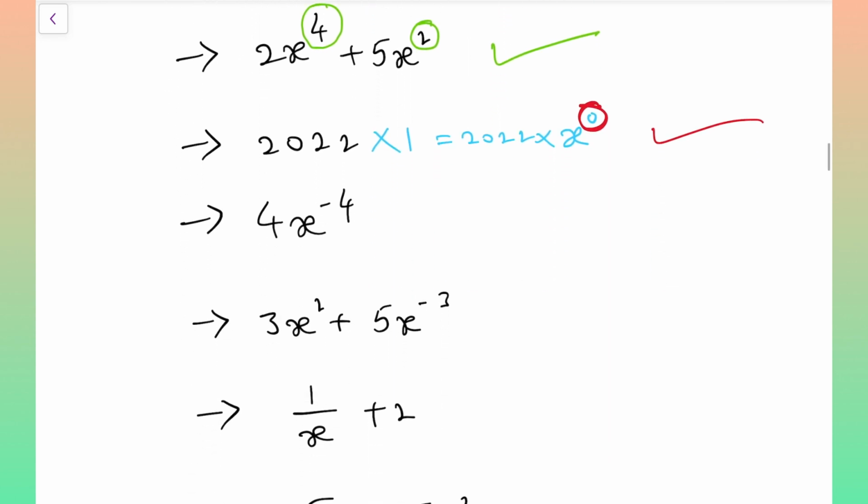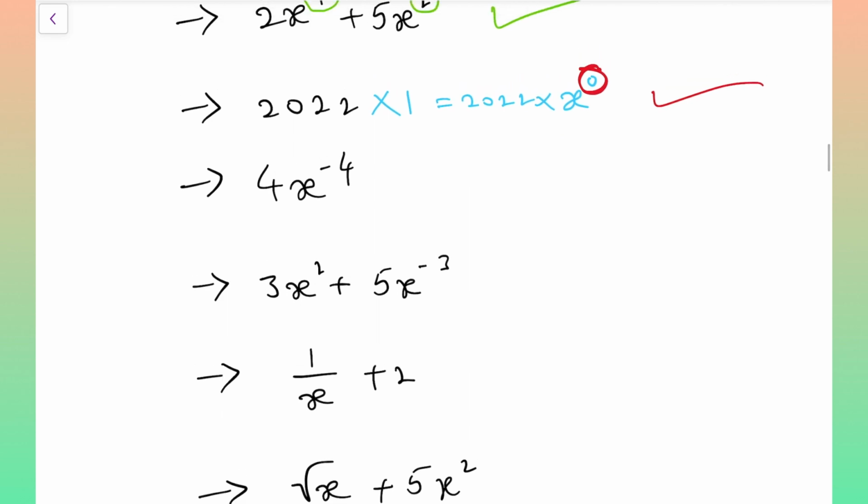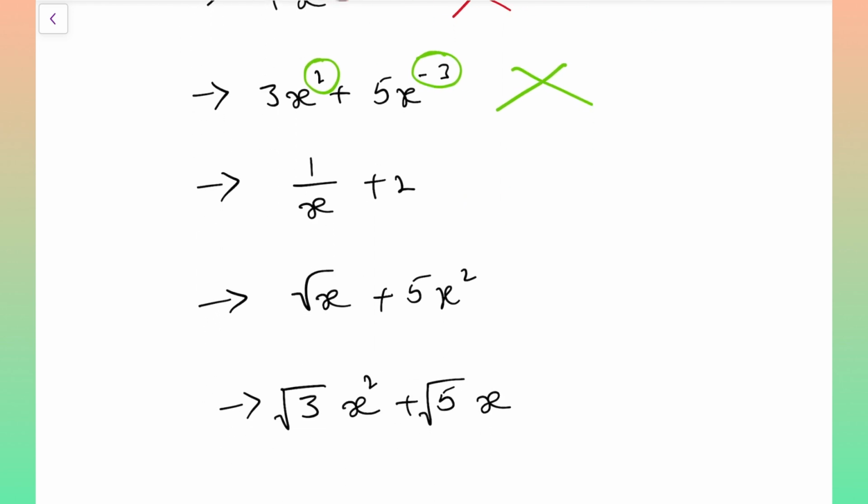Coming to the next one. 4x power minus 4. Here power is minus 4. Minus 4 is not a whole number. So this is not a polynomial. Next one. x power 2. It is a whole number only. Power minus 3. Minus 3 is not a whole number. So this is not a polynomial. Next, 1 by x plus 2. Here we need to do a little simplification for this one. 1 by x means x power minus 1, plus 2 as it is. Now power is minus 1. Minus 1 is not a whole number. So this is not a polynomial.